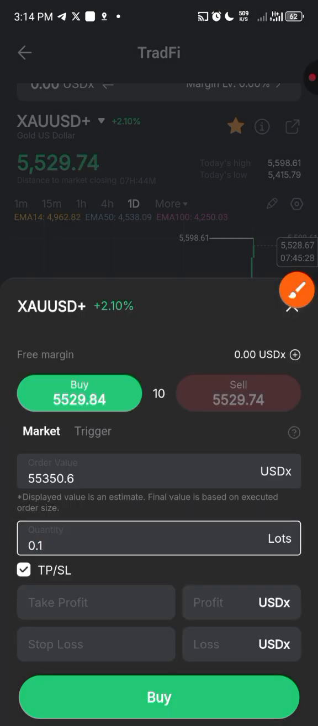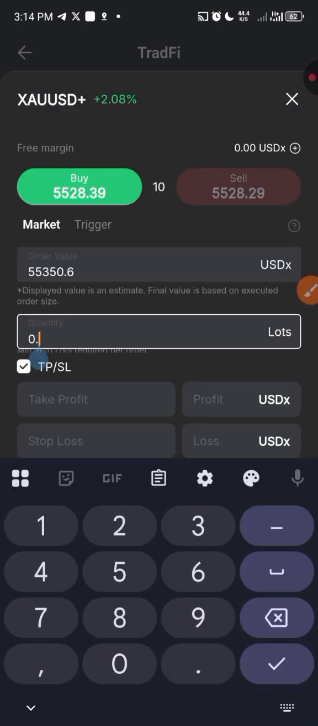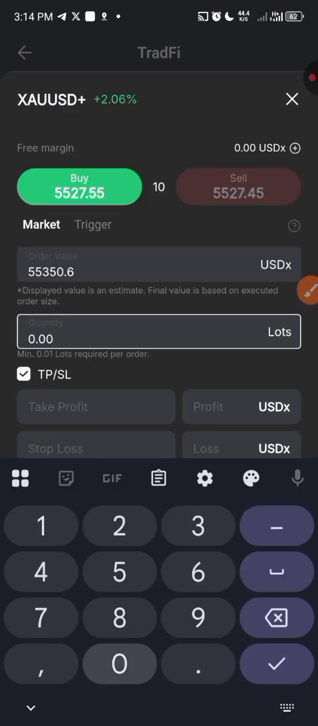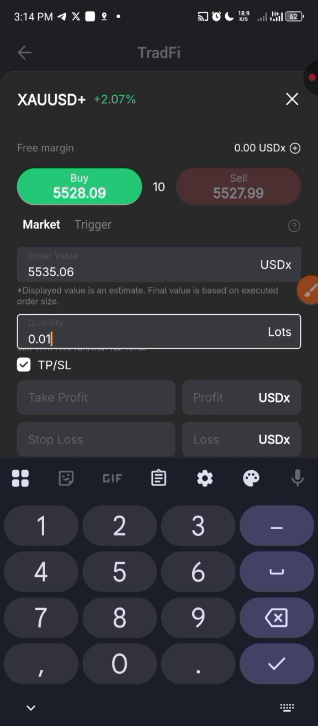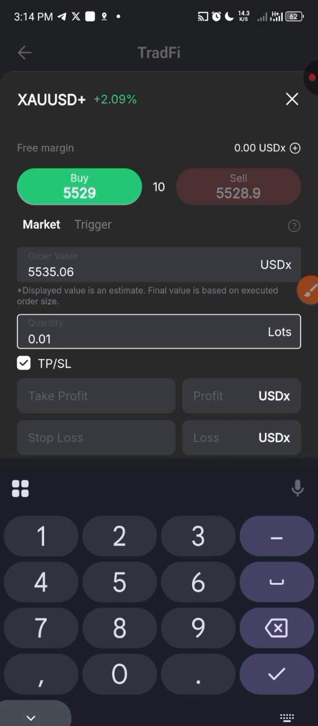So you check that button so that you open your take profit and your SL, so you can see right there. So let's check here and see the lowest we can go. 0.01, that's the lowest you can go. So of course on MT4 the lowest you can go is 0.01. So the same thing applies right here.